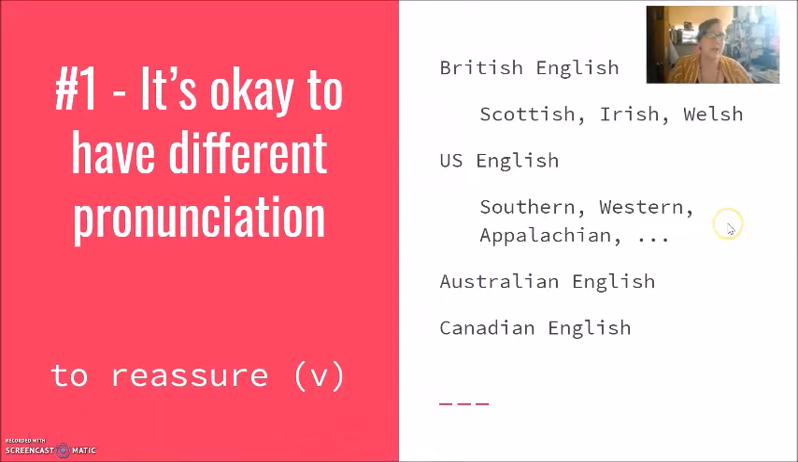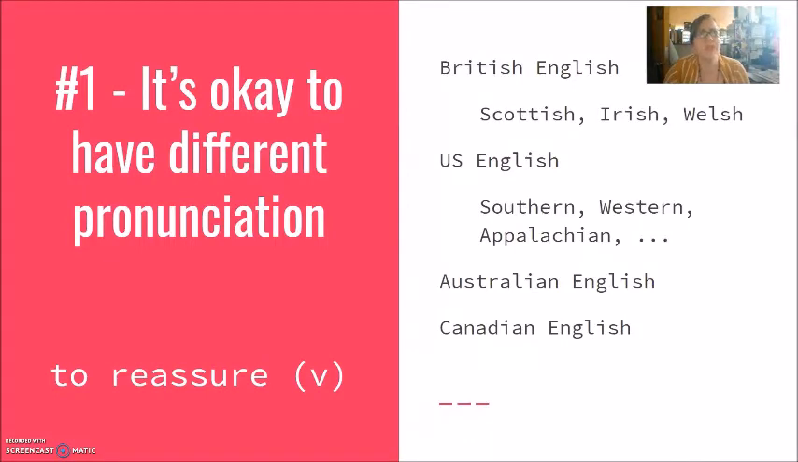My first thing that I really want to start off with is reassuring you. This word reassure means give comfort, give advice, give strength to something. And the most important thing for you to remember and for me to convince you about is that it's okay to have a different pronunciation.